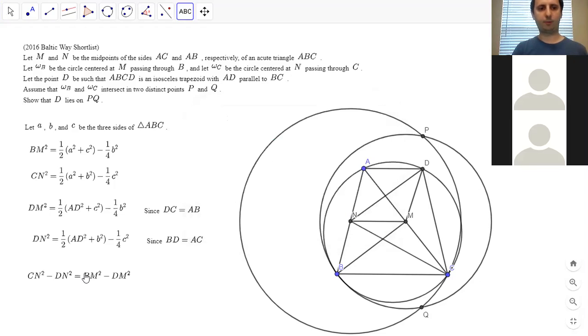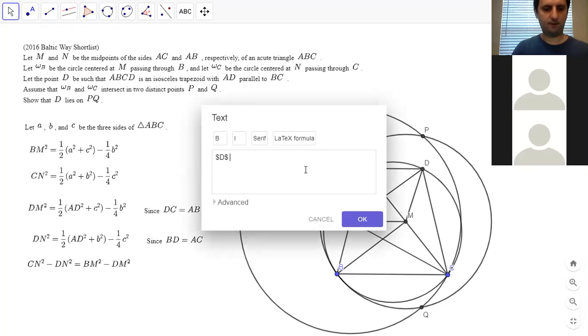So D has the same power with respect to omega B and omega C, so it lies on the radical axis. Their radical axis, and that implies D lies on PQ. All right, so that's the last step.